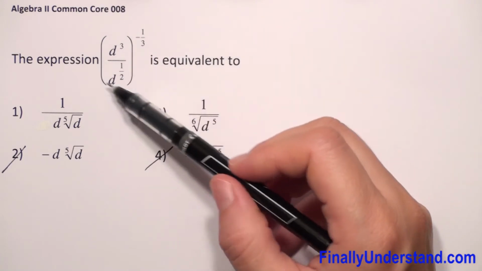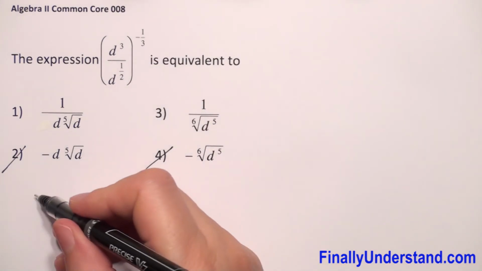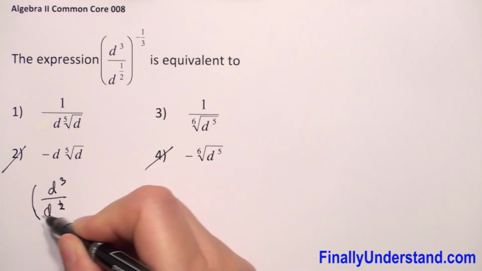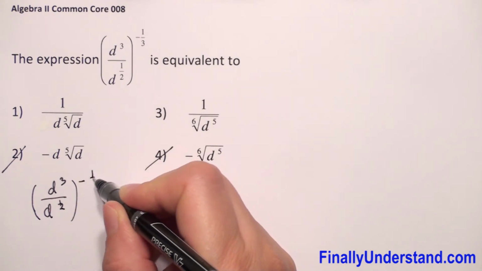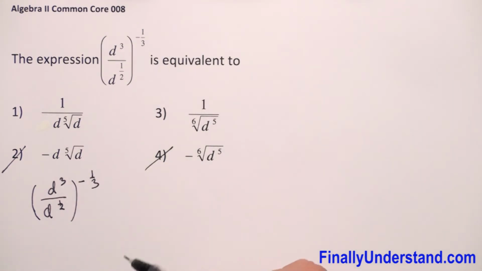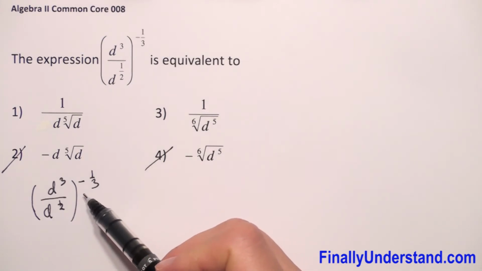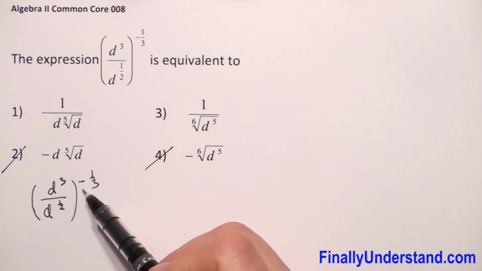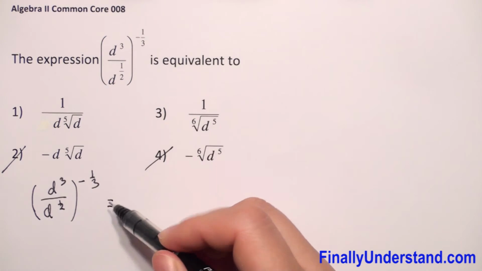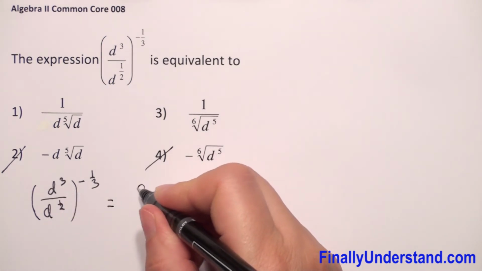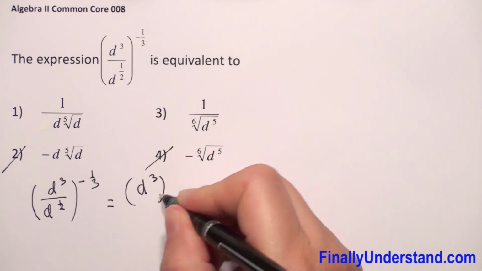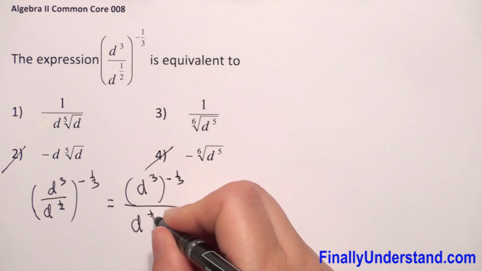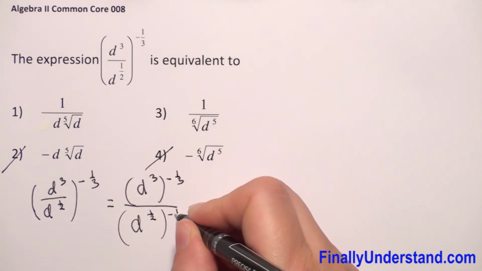So let me now copy this expression. We have d to the third power over d to the power 1/2, everything to the power negative 1/3. And now we have to do it step by step. So first, this whole expression in parentheses we have to raise to the power negative 1/3. It means whatever we have in the numerator, d to the third power, we have to raise to the power negative 1/3, and our denominator d to the power 1/2 we have to raise to the power negative 1/3.